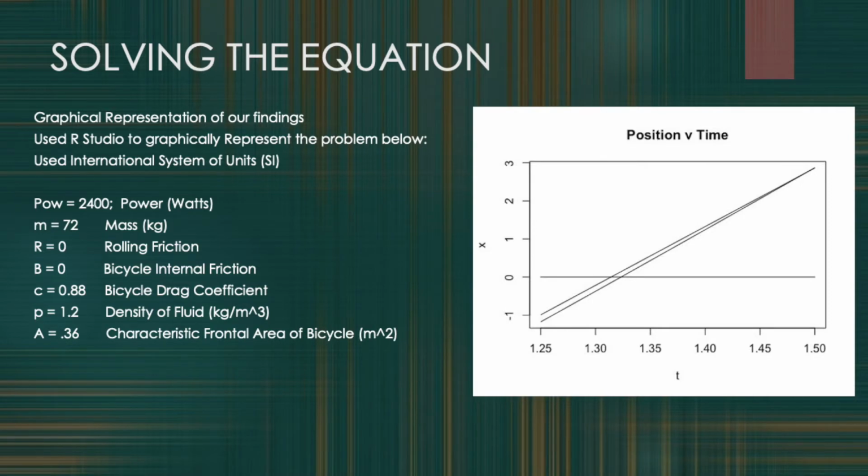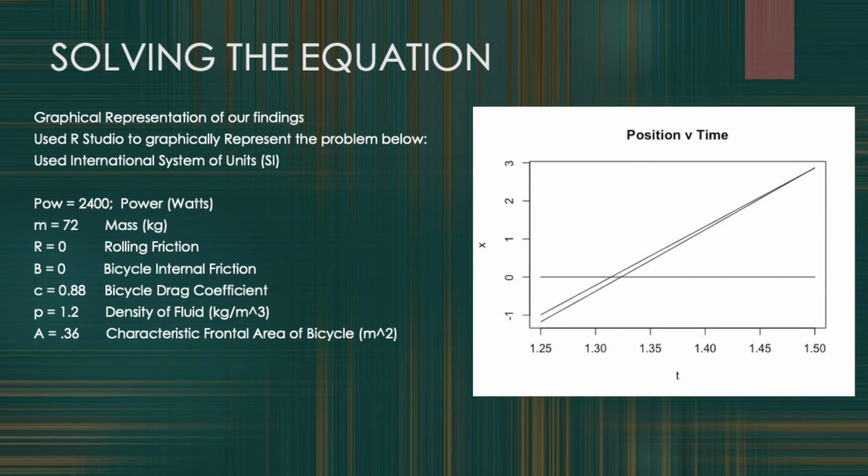To solve it, we used a program called R. We just input it in there and then used commands to solve it to get our position of the bike and rider at time t. We end up getting a graph that looks like this. And there are two lines on the graph.